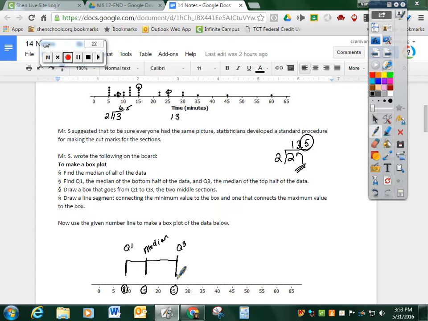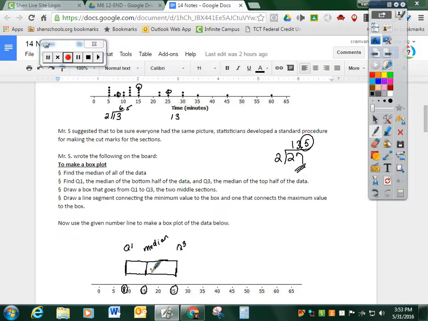Once you have these 3 lines, you connect them with a box. I'm going to be a little technical here, just to make sure it's the very best math I'm demonstrating for you. This is where 50% of your data lies. Let me make that clear once I finish the box and whisker plot.